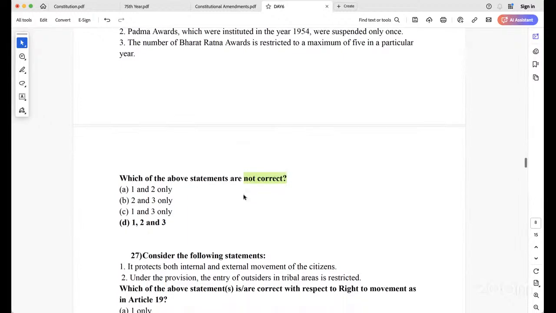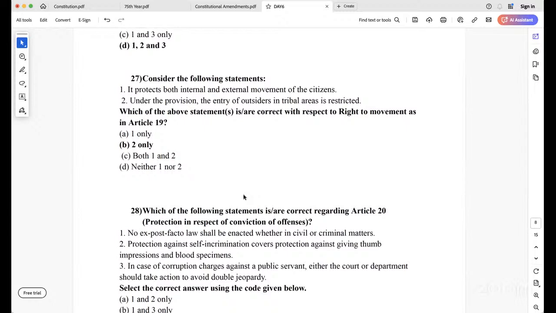2. Okay. Next, 27. It protects both internal and external movement of the citizens. Under the provision, the entry of outsiders in tribal areas is restricted. Which of the above statement is correct with respect to right to movement as in Article 19? Internal movement, external movement. What is internal movement, external movement? Within the country and outside the country. Outside the country is protected under Article 21. Okay, then under the provision, the entry of outsiders in tribal areas is restricted. Yes, we have that.